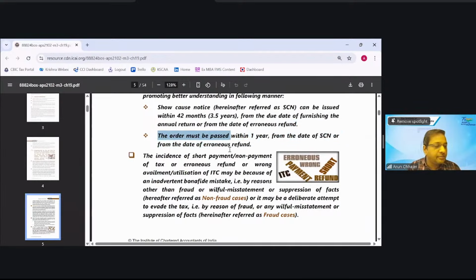The order must be passed within 1 year. Now see, the time limit to issue the show cause notice is 3.5 years. And the time limit to order is 1 year from the SCN or from the erroneous refund.